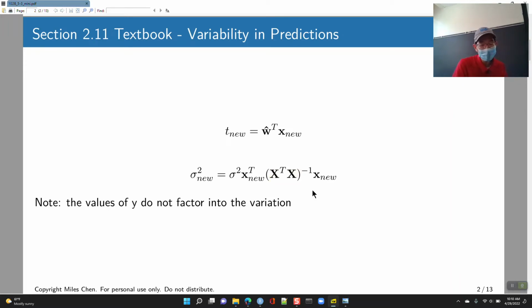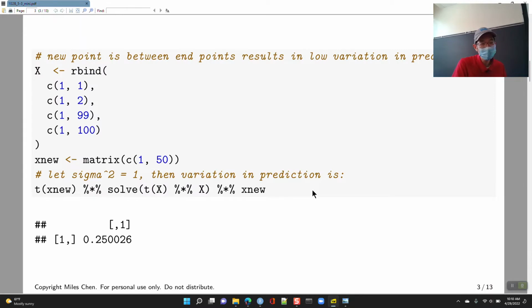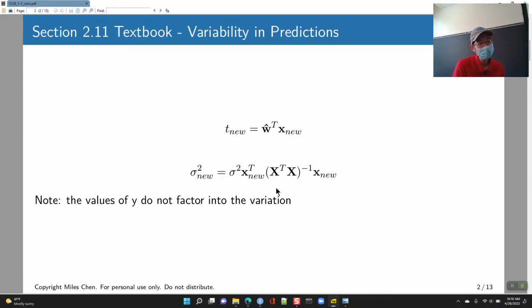And so let me just show a couple illustrations here. All right, so one thing to note is that the y values or the t values don't actually factor into the amount of variation that we have in the prediction. So it really just comes down to how much variance is there inherent to the data, and where your x observations are and where your x new observation is, okay?